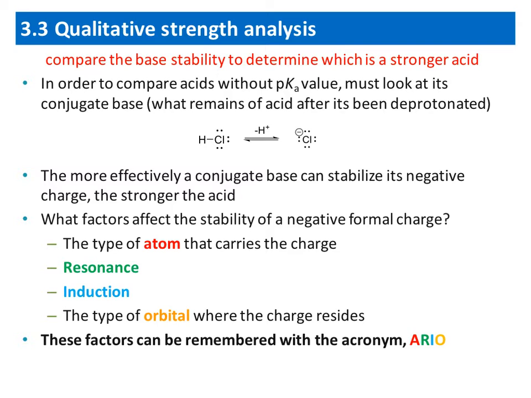There are a few factors that can influence the stability of the conjugate base. They are atom, resonance, induction, and orbital. So there is an acronym for them. You can remember ARIO. It's easier to remember them. So we are going to look at these factors and see how they can influence the stability of the base, and how we can use them to determine which acid is basically stronger than the other one.